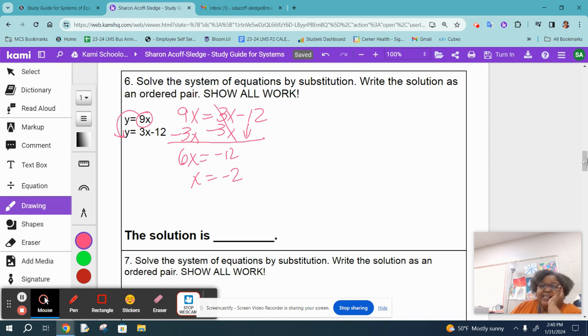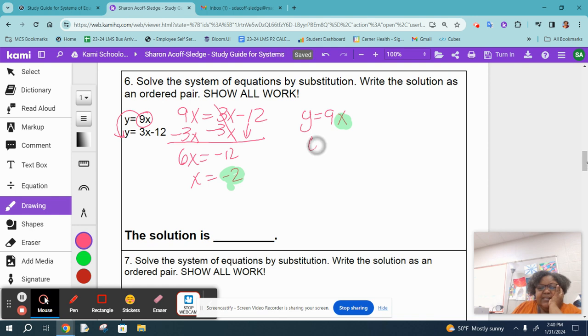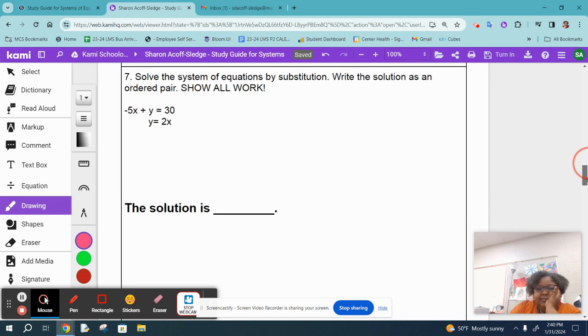And then we can take that and plug it into either one of these equations. I'm going to take the simplest looking one, and I'm going to substitute this right here, remembering that this is multiplication. My ordered pair, same thing. I'm going to take 2x and I'm going to put it here for y.